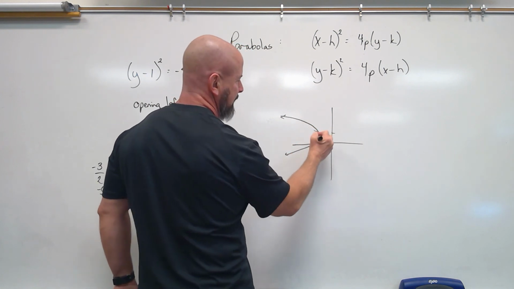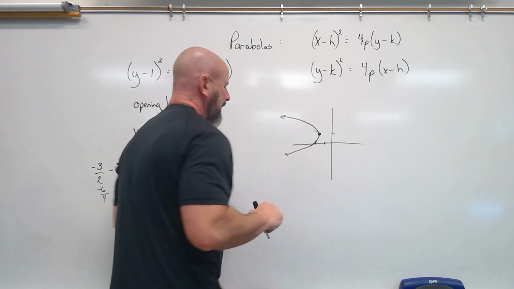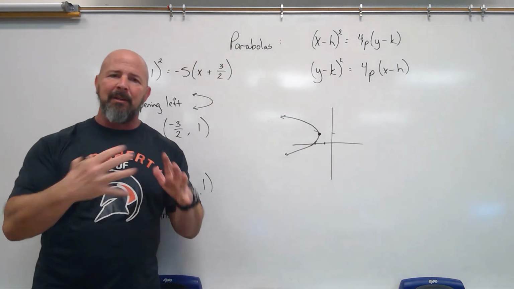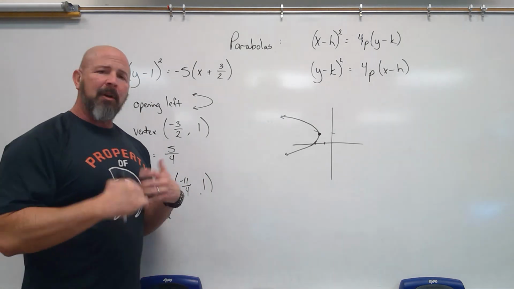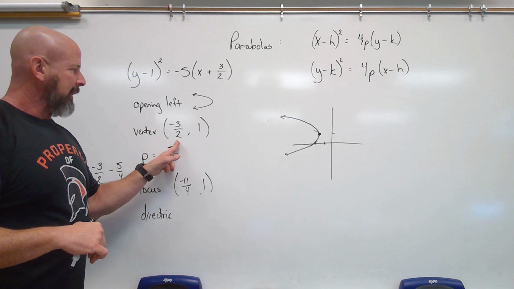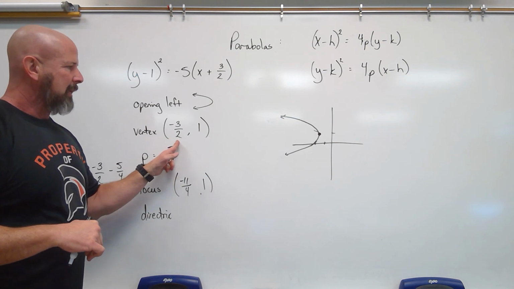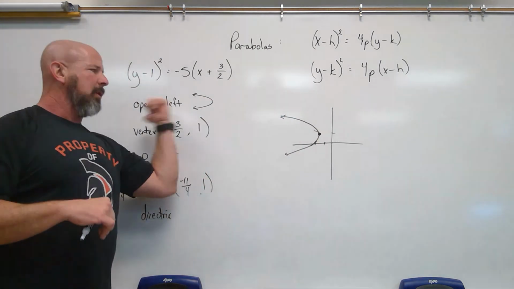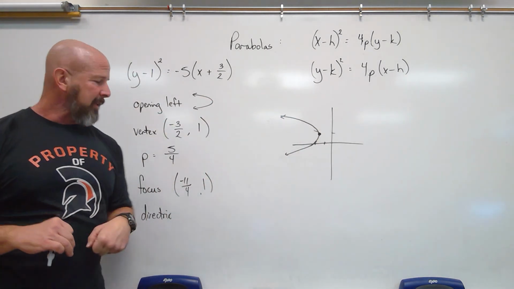Where exactly does it cross the x-axis? I don't really know at this point, nor does it really matter. I'm just trying to get a general shape there. That's our focus, that general graph. I've got the vertex, negative 3/2, 1. So I went negative 1.5 here, up 1, and I know it's opening left. This sometimes can help me.